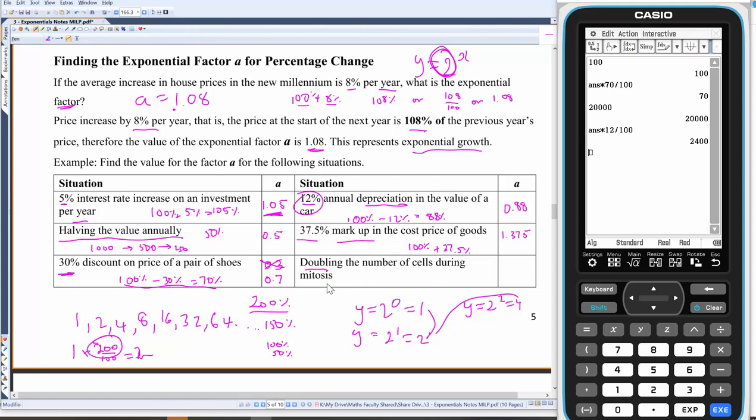Doubling the number of cells during mitosis. I wouldn't have a clue what mitosis is. Mr. Kruger would probably be able to answer that one, but I presume it's some sort of biology thing, or Ms. Downey, of course, the biology guru. But this one here, doubling: if I don't know how many cells we start with in mitosis, but maybe 2, that would double to 4, that would double to 8, to 16, etc., which represents 100% plus all of it again, which is 200%, or our A value 2.